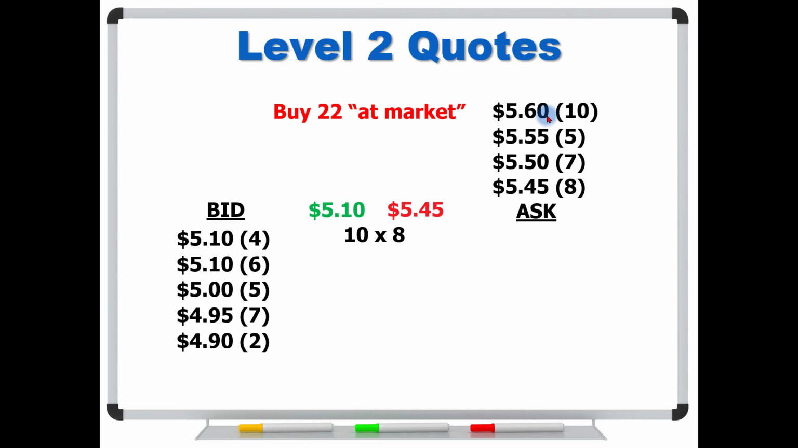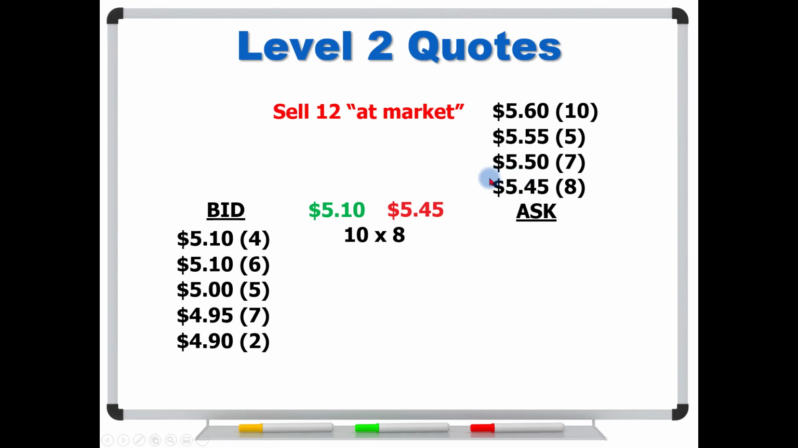Now, in the real world, what would happen? Well, probably you would get 8 at 545 and a market maker would step in on the other 14, and you'd probably get all 22 at 545. But it's not guaranteed. So if you're trying to find out what might happen, this is where you want to look at level 2 quotes.